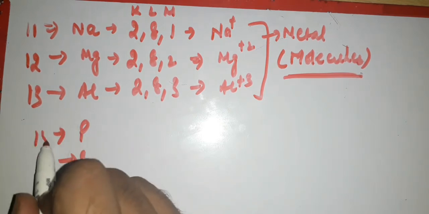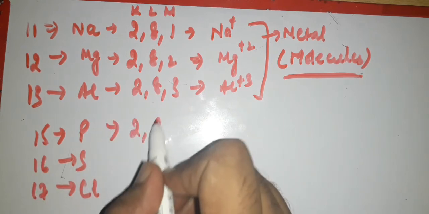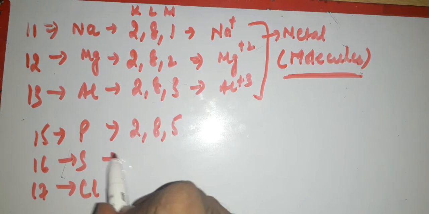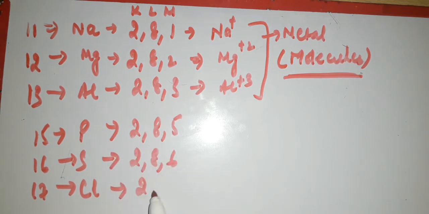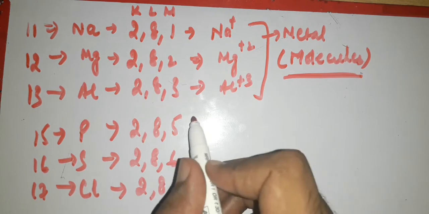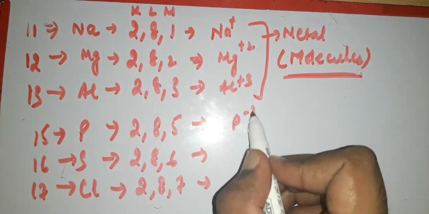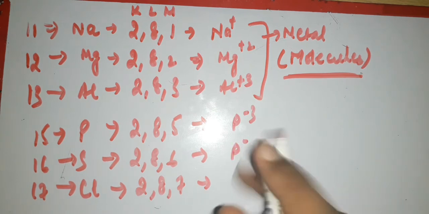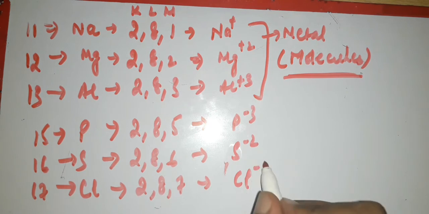But let us take some examples like phosphorus, sulfur, and chlorine. Let us see how many electrons are in their outermost shell. Here it is 2, 8, and 5, so 5 electrons in the outermost shell. Then 2, 8, and 6, so 6 electrons in the outermost shell. And 2, 8, and 7, so 7 electrons in the outermost shell. To make them stable, they will accept electrons. Phosphorus will carry a -3 charge, sulfur will carry -2, and chlorine will carry -1.